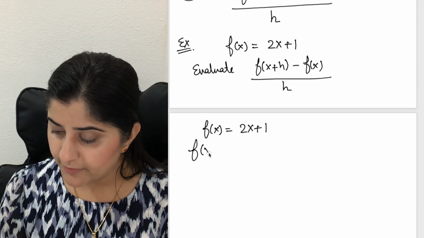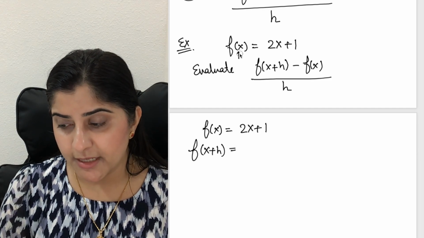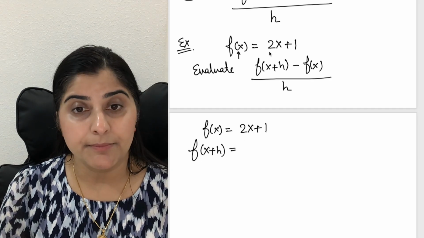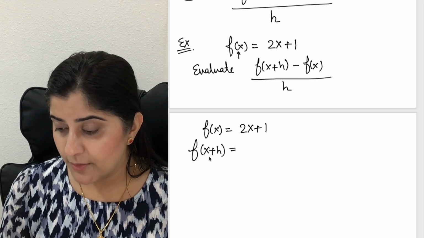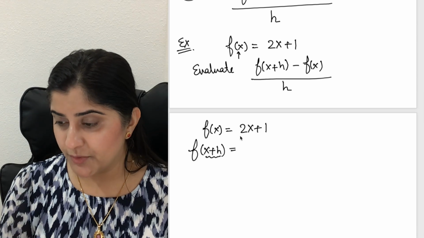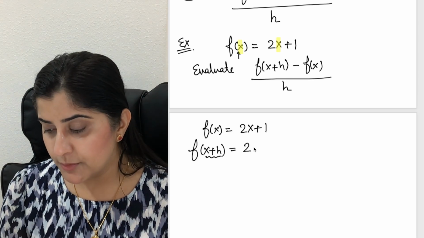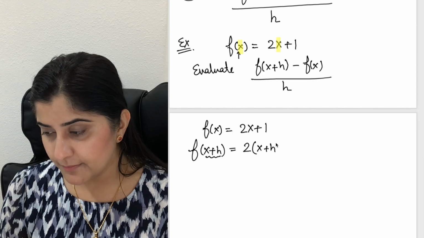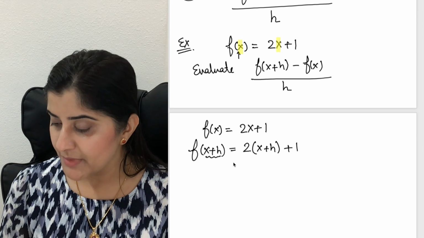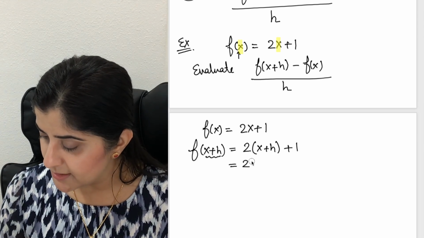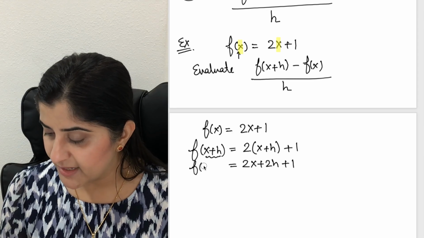Now what will be f of x plus h? How this machine is working: whatever we are inputting, it multiplies the input by 2 and adds 1 and gives you the output. Now our input is x plus h. We are replacing this x with x plus h. 2 times the input plus 1. This is how the function is behaving. So now you can just write this as 2x plus 2h plus 1. This is f of x plus h.